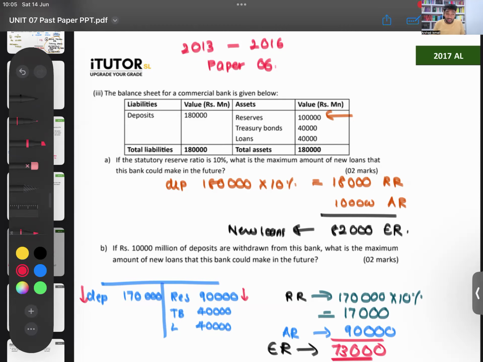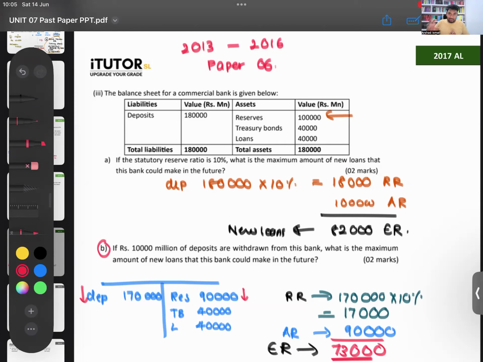You might be the smartest person in class. You might be the fellow who gets 100 out of 100. But in your A-level paper, you might make a careless mistake. Why do we reduce it from reserves? Because reserves is the money that the banks have in the safe. It has to be a double entry.